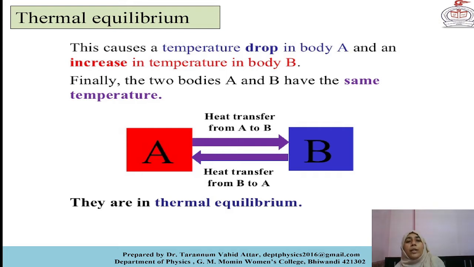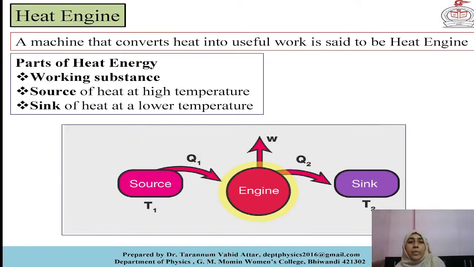There is a situation called thermal equilibrium. This causes a temperature drop in body A and an increase in the temperature of body B. As we can see in the diagram, there are two bodies. Body A is at higher temperature and body B is at lower temperature. They are kept in the same environment, so there will be exchange of heat between both the bodies, and this exchange will continue till the situation of thermal equilibrium is reached.